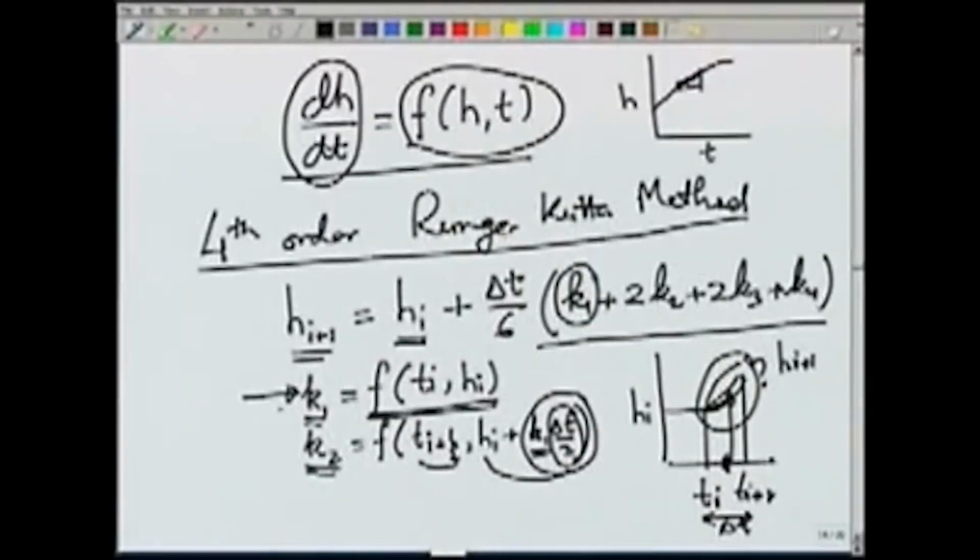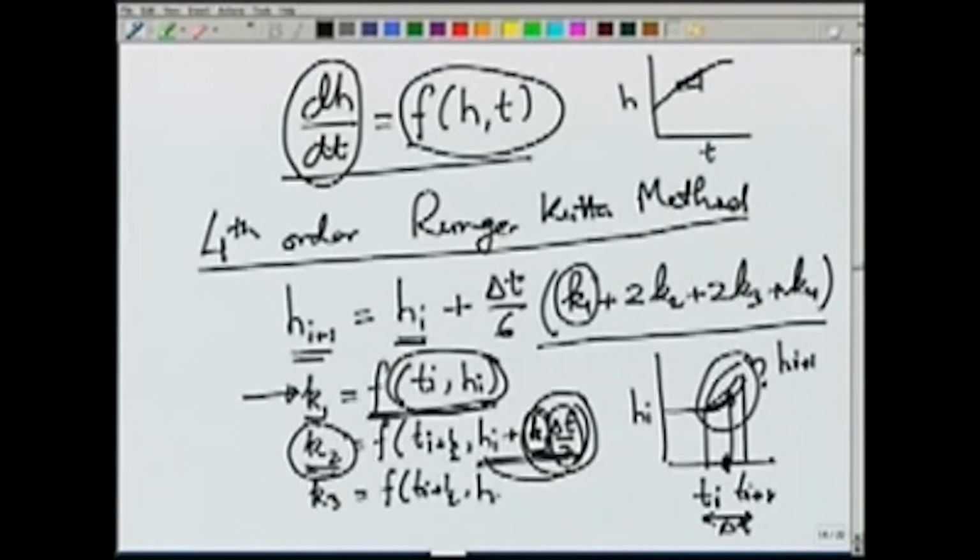So, this k1 is known from the initial conditions or at the beginning of the time step. k2 will be known at ti plus half, and using the value of k1 we predict a value at the midpoint. So, k2 will also be known. Similarly, we can find out k3 again at the midpoint, but using the new slope k2.